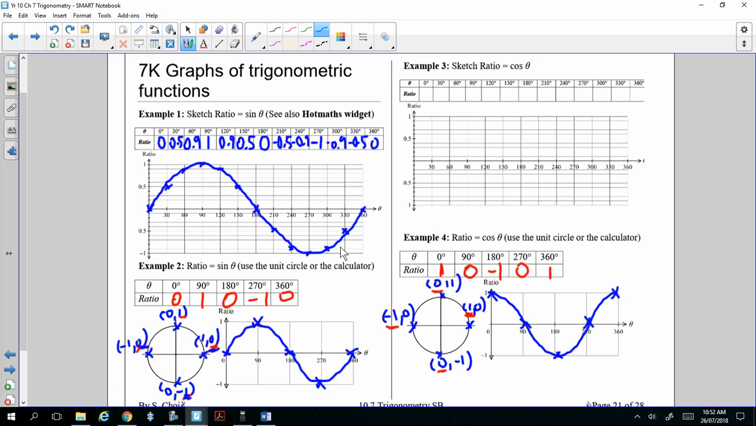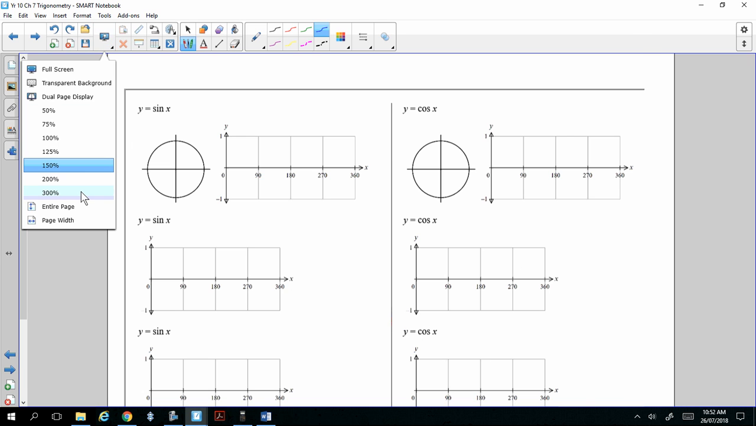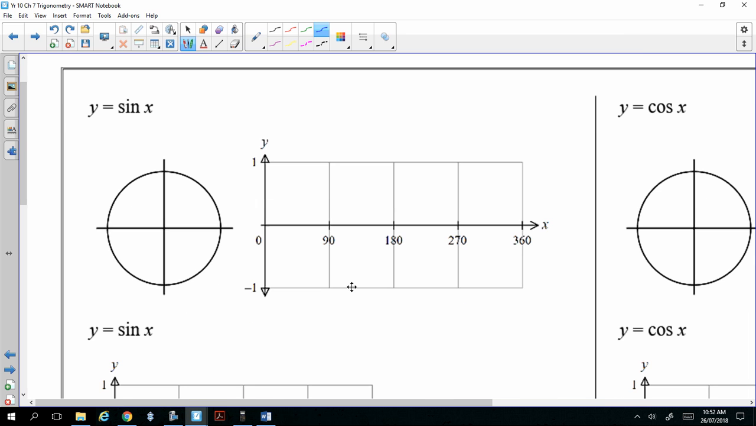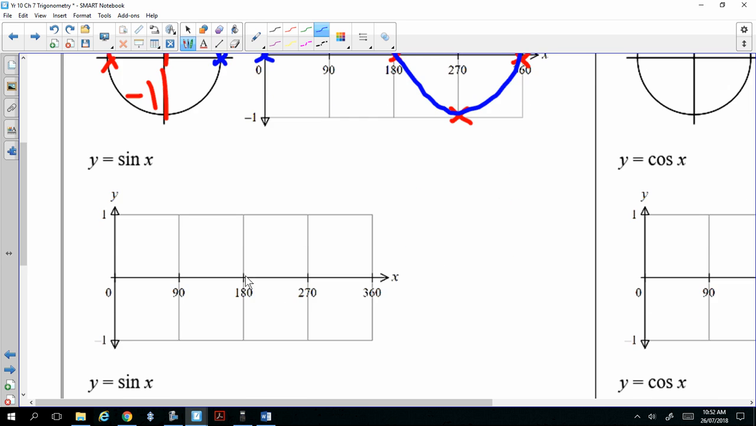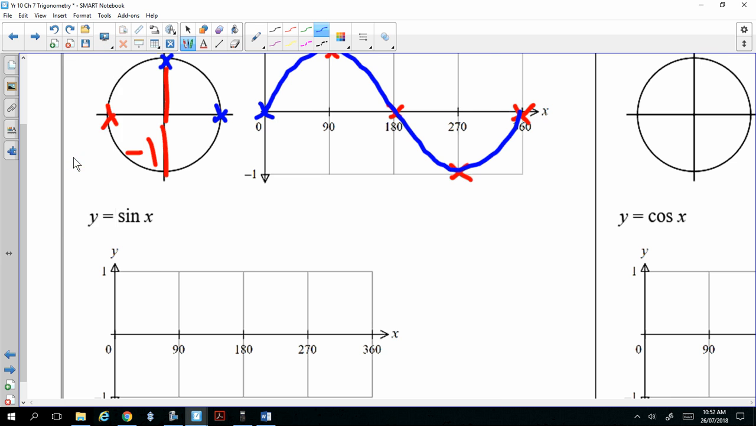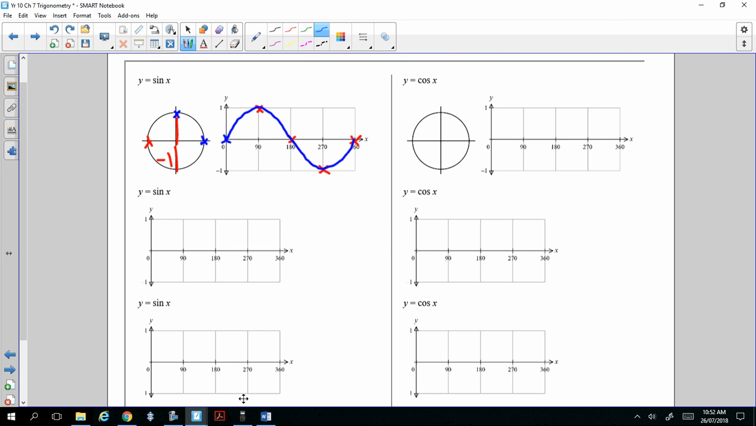Draw the graph, and I'll get you started. Use this to help you. Sine, this is 0, and then this is 1, and then goes back to 0, goes to negative 1, and then goes back to 0. And then do another one, another one, another one. I'll give you about 5 minutes to finish. Then we'll move on to the next section.